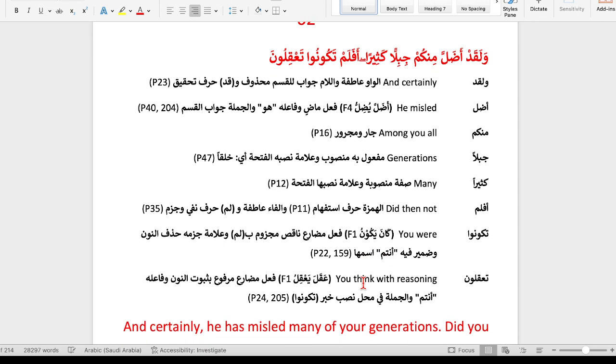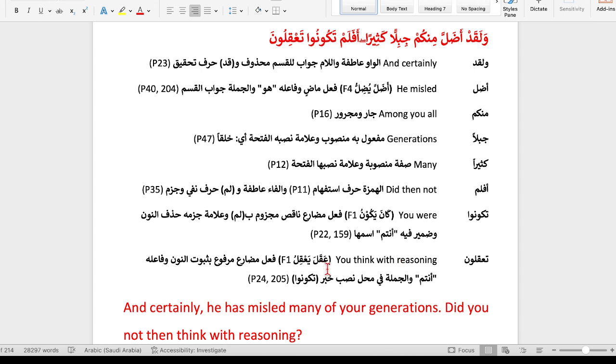When kana comes, you have to identify ismu kana and khabru kana. Just like inna wa ikhwatuha, ismu inna wa khabru inna, similarly kana, ismu kana wa khabru kana. So this antum is ismu kana.